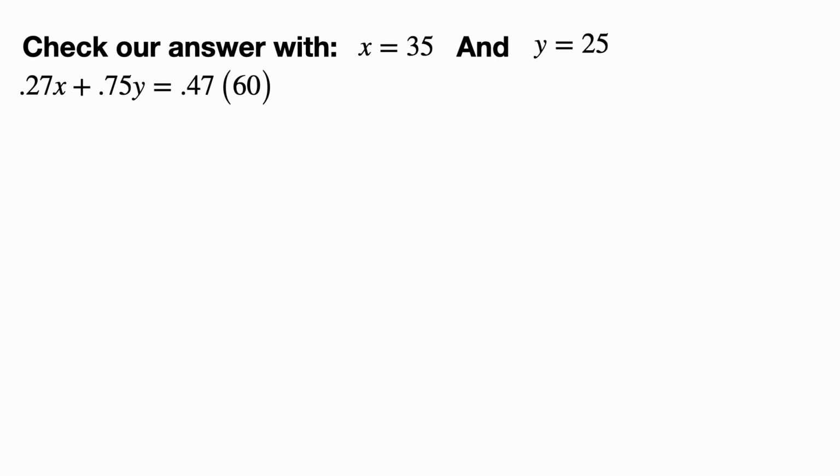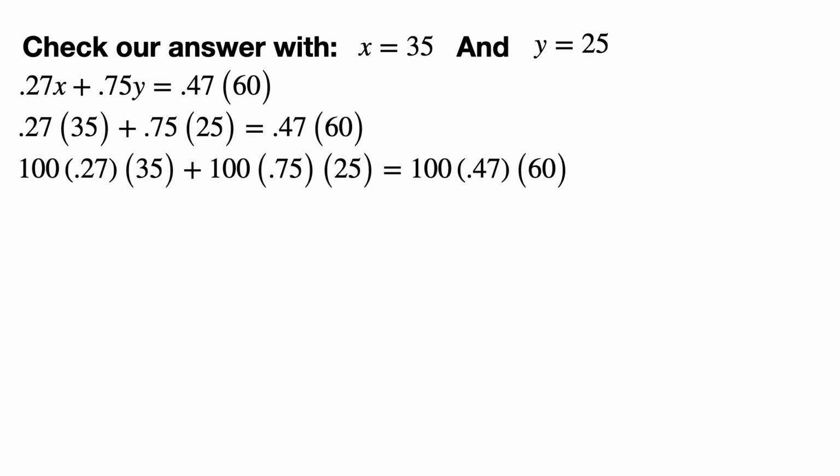Now we'll check our answers by plugging the values into the equation of 0.27x plus 0.75y equals 0.47 times 60. First, we will substitute the variable x with the value of 35 and the variable y with the value of 25. Like we did earlier, we want to multiply all parts of the equation by the value of 100 to keep the equation balanced like a teeter-totter.